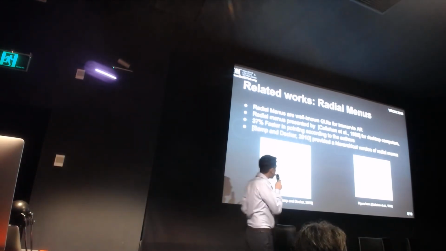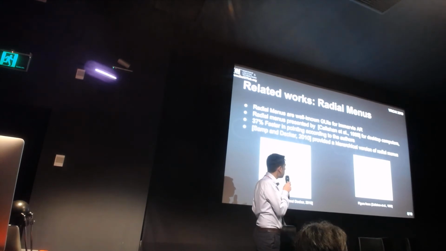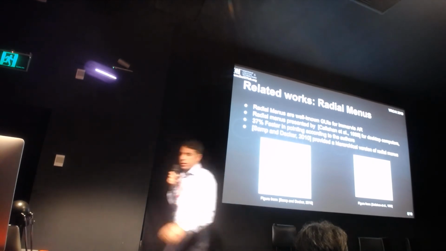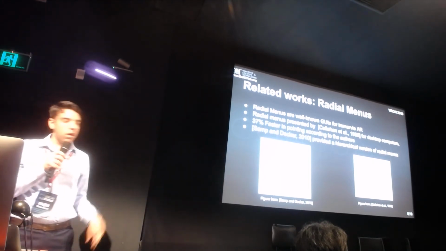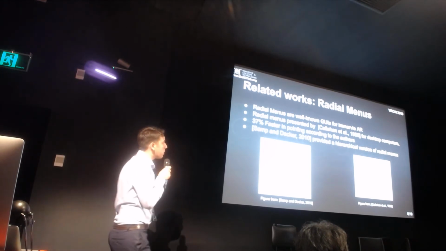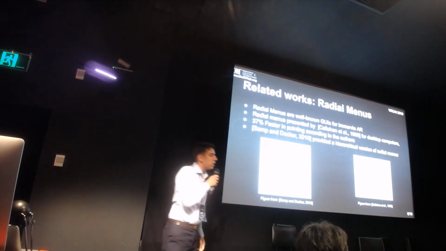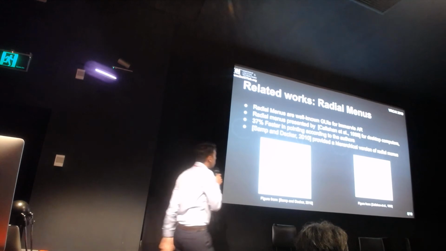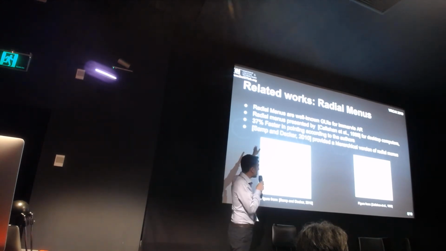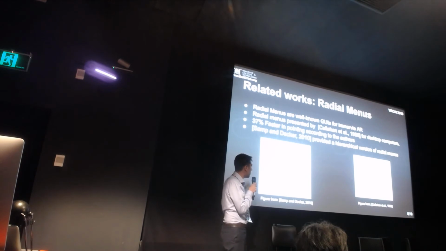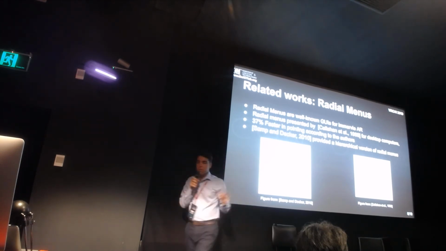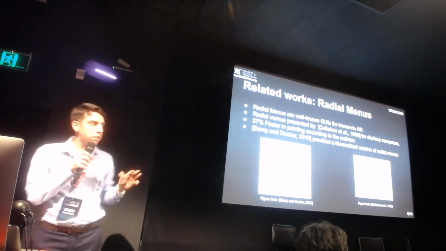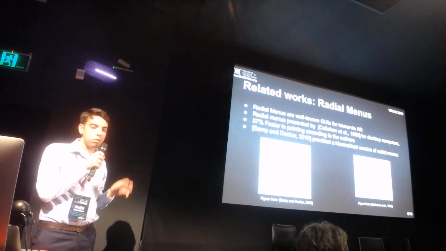As related works, one of the very well-known graphical user interfaces in immersive augmented reality is radial menus. Radial menus were first proposed by Callahan et al. in 1988 for desktop computers. These radial menus improved the pointing time by 37%, but they weren't used in desktop computers. With the emergence of augmented reality and virtual reality applications, people started to use them.